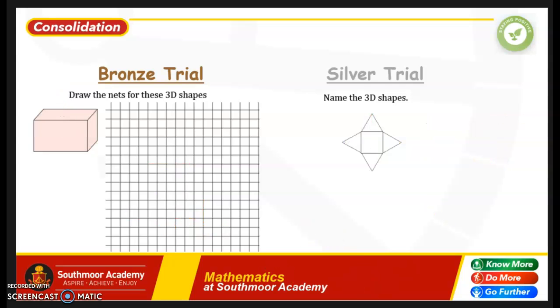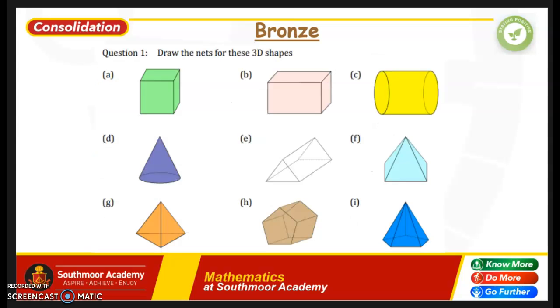Your bronze questions are these. So here you have to draw the nets for these shapes. So I've already done A and B. Have a go at C.